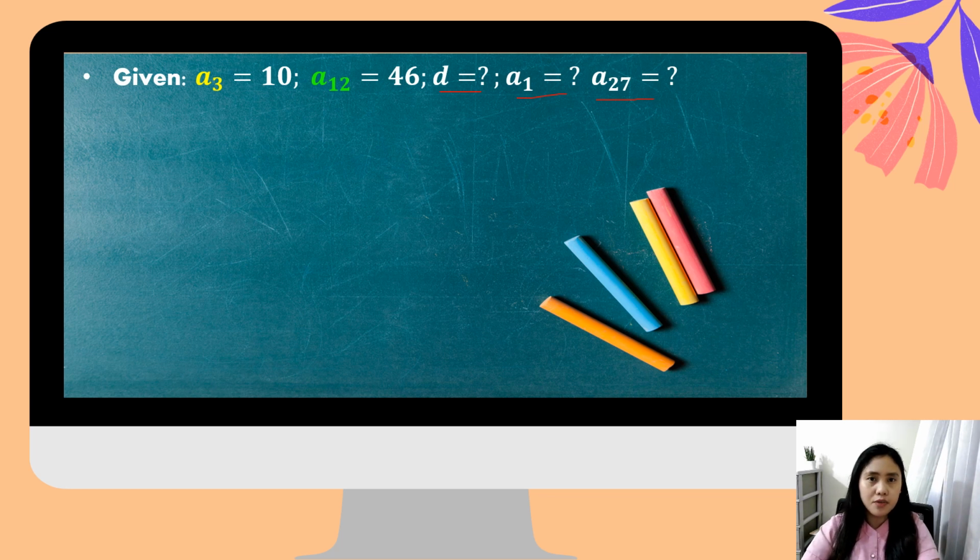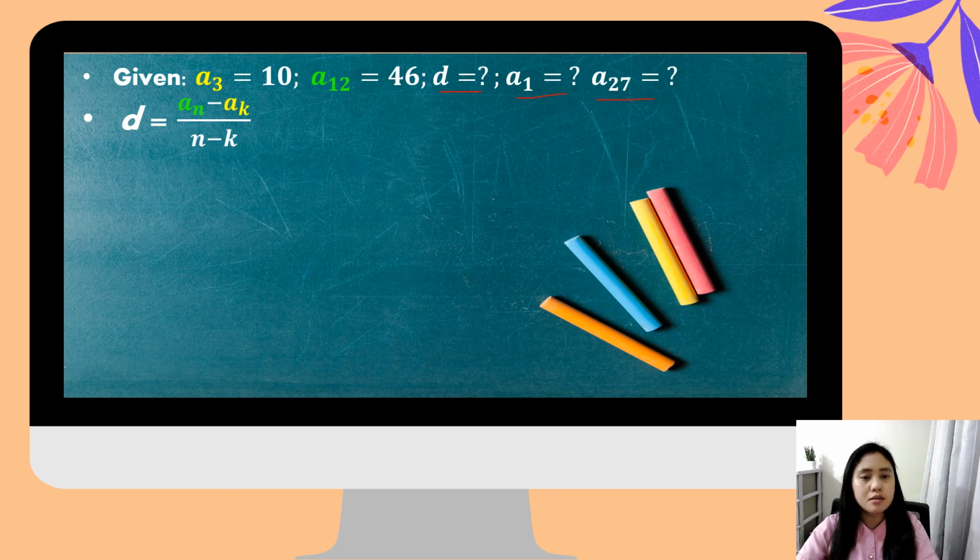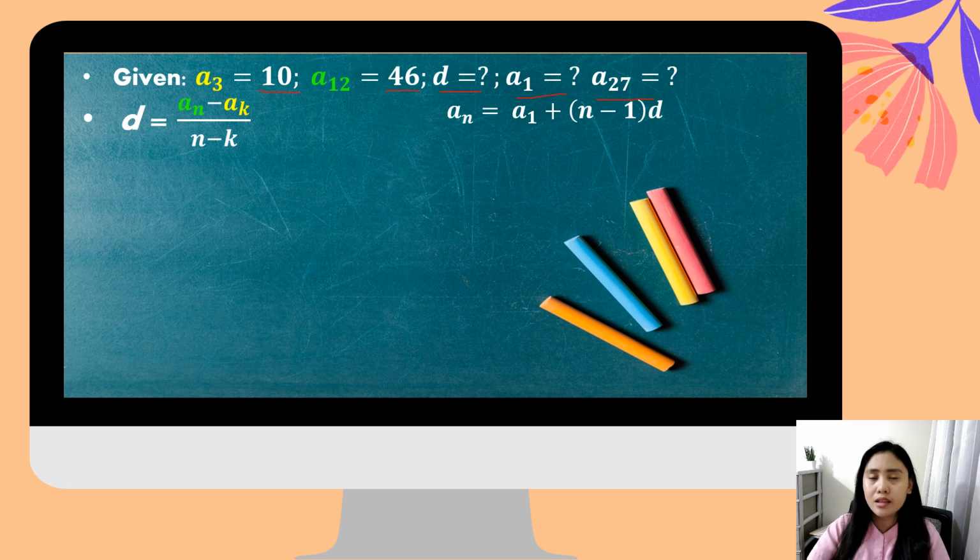Now to get the common difference, we can use another formula for d. And that is d equals a sub n minus a sub k divided by n minus k. Itong formula na ito ay para sa common difference na maaari nating magamit kung may dalawang term na ibinigay. At yun ang situation natin ngayon. Ang formula na ito ay nanggaling din sa original formula ng nth term of an arithmetic sequence.